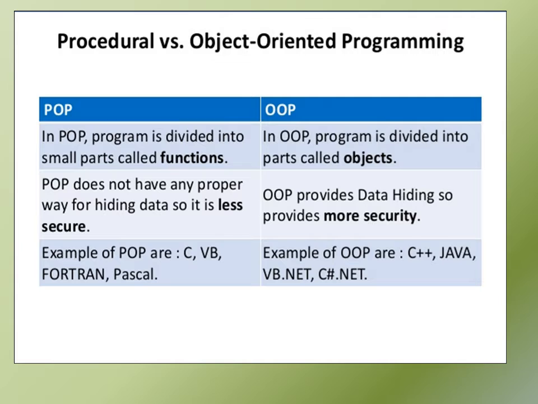Examples of procedural programming: C language, VB language, Fortran and Pascal. And examples of object oriented are C++, Java, VB.NET, C#.NET, etc. So this is the basic difference between procedural and object oriented programming.